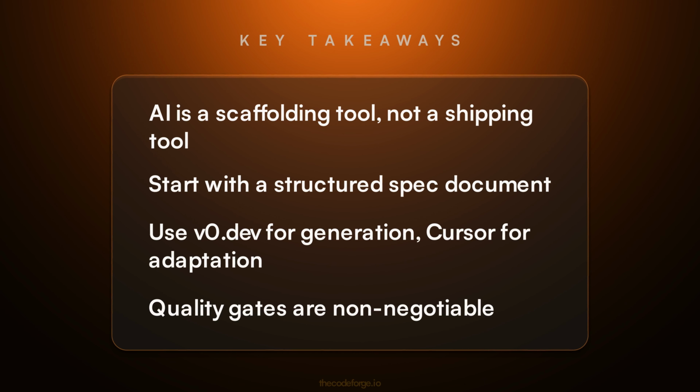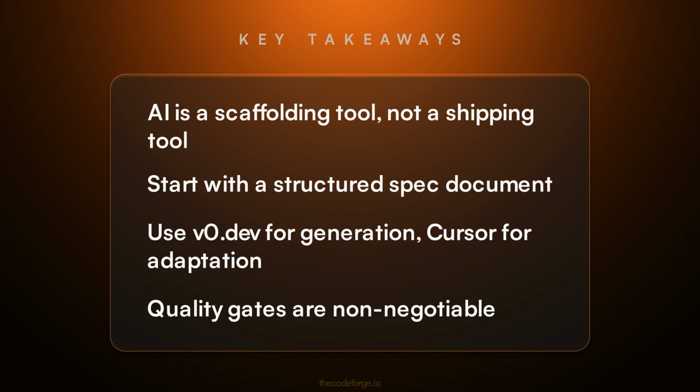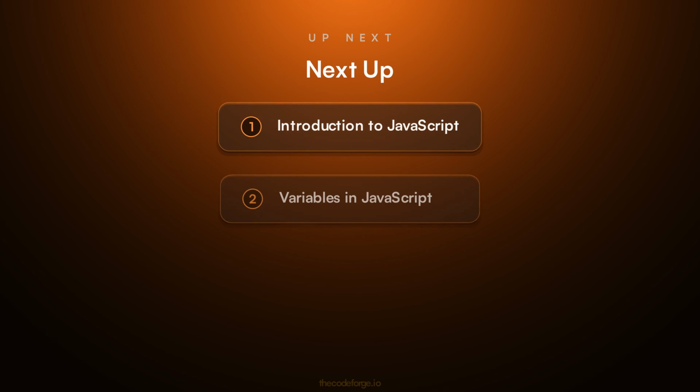Let's recap the key takeaways. AI is a scaffolding tool, not a shipping tool. Start with a structured spec document. Use V0.dev for generation, Cursor for adaptation. Quality gates are non-negotiable. Ready to go deeper?